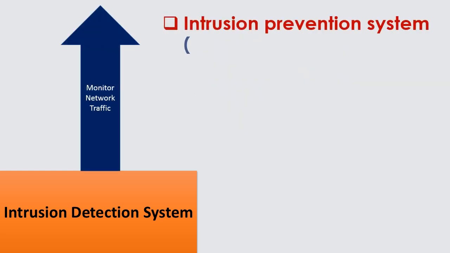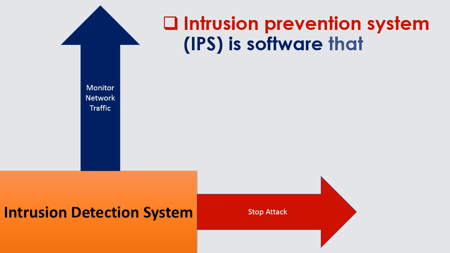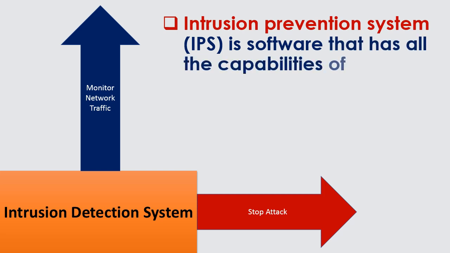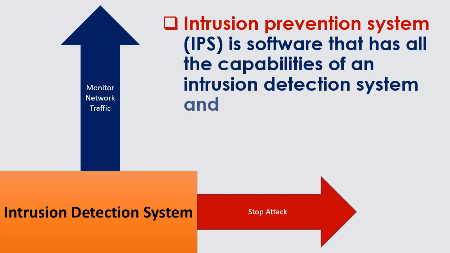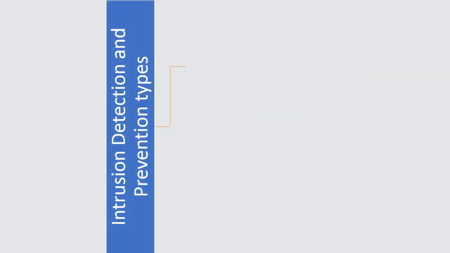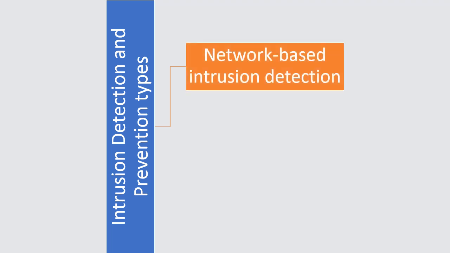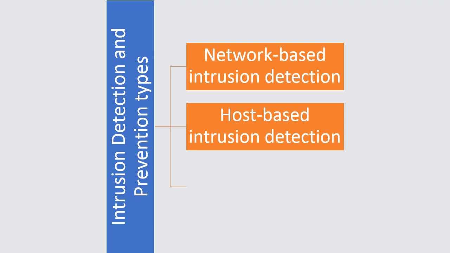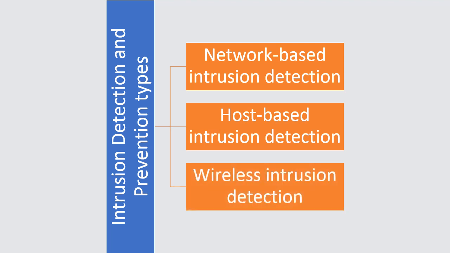Intrusion Prevention System, IPS, is software that has all the capabilities of an intrusion detection system and can also attempt to stop possible incidents. Intrusion detection and prevention types are: network-based intrusion detection, host-based intrusion detection, wireless intrusion detection.